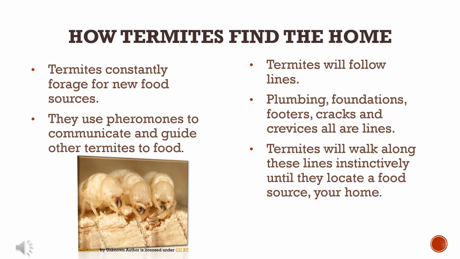So how do termites find your home? Termites are constantly foraging for new food sources. They use pheromones to communicate and guide one another to sources of food. Termites will follow lines, such as the ones we see in plumbing, foundations, footers, cracks, and crevices. These are all lines. Termites will walk along these lines instinctively until they locate a food source, sometimes your home.